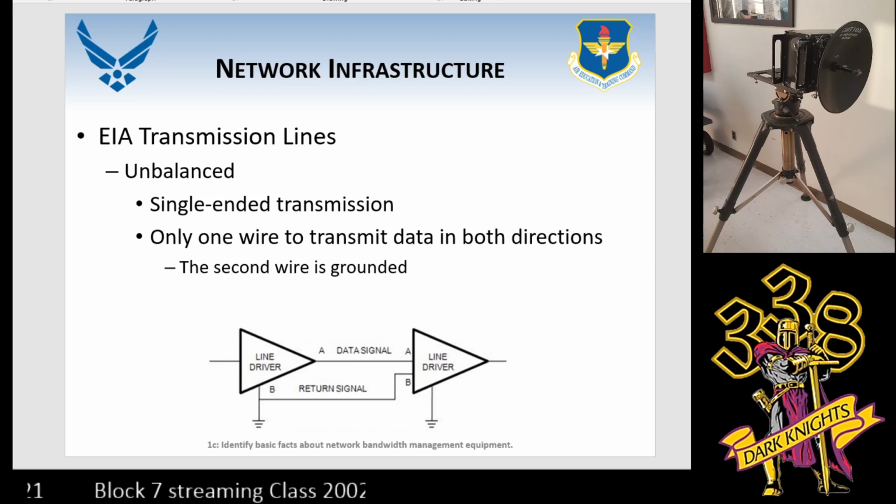EIA transmission lines, we will talk about unbalanced now, and that uses a single-ended transmission, and only one wire is used to transmit data in both directions. The second one acts as a ground. This is a coaxial cable. And y'all have probably seen your fair share of coaxial cables if you've ever hooked up a modem to your wall at your house or your apartment or wherever you live before you came into the military, right? Yeah. So coaxial cables are considered unbalanced transmissions. Slide.